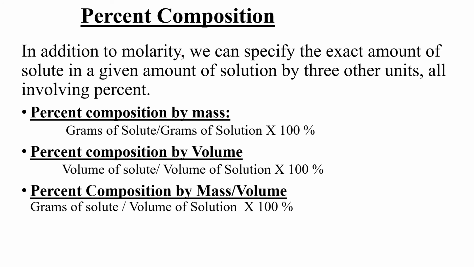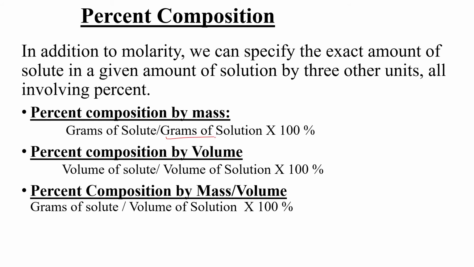So in addition to molarity, we can specify the extent of amount of solute in a given amount of solution by 3 other units, and all those 3 units involve percent. The first unit is percent composition by mass. You need to remember these formulas. The formula is grams of solute divided by grams of solution.